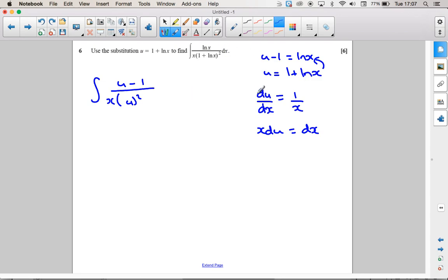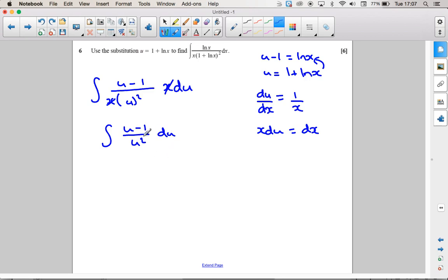And I've got a dx, but we now know dx can be written as x du. And conveniently, these x's cancel. So that will leave us with u take away 1 over u squared du, which we need to integrate. We can't quite integrate it yet. It's not a straightforward ln, because if we differentiate the bottom, we don't get the top. We've got a u take 1 on the top here.